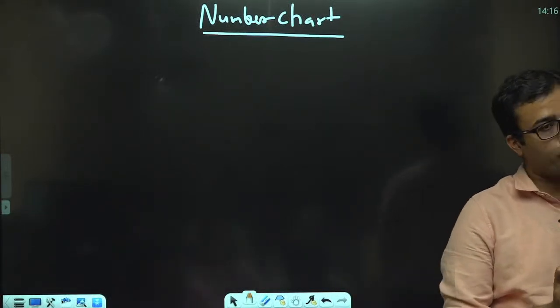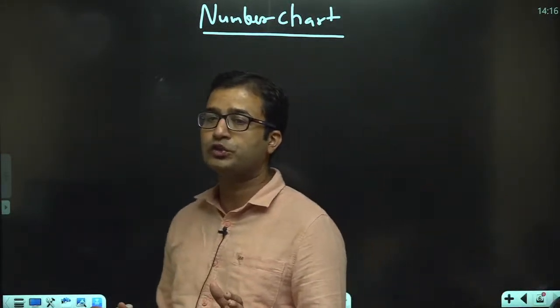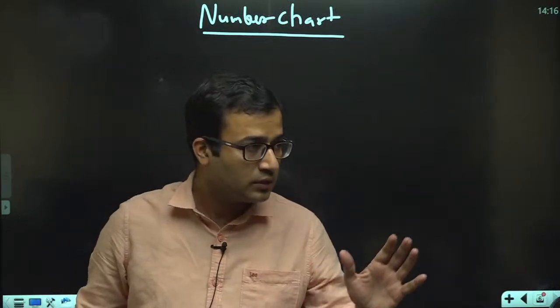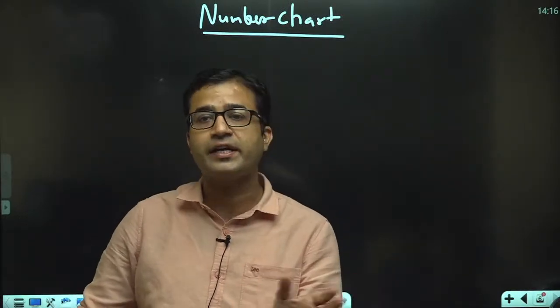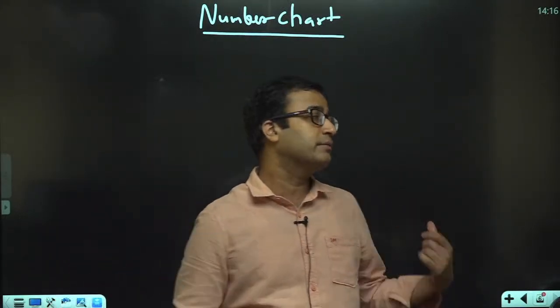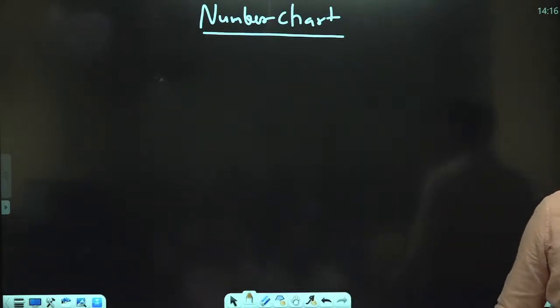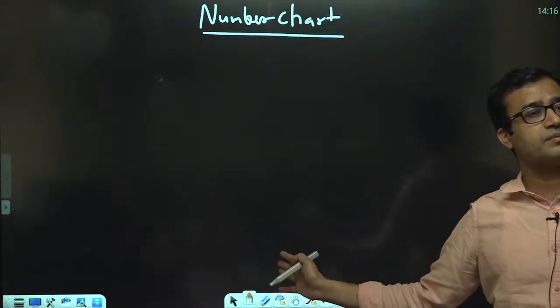In polity, we have the Constitution of India, and in the Constitution of India we have the preamble. That preamble is like an introduction, it gives an idea about what is there in the Constitution. Similarly, in mathematics, we have this number chart. Here we use these numbers in mathematics.